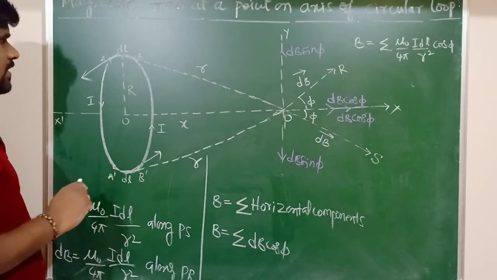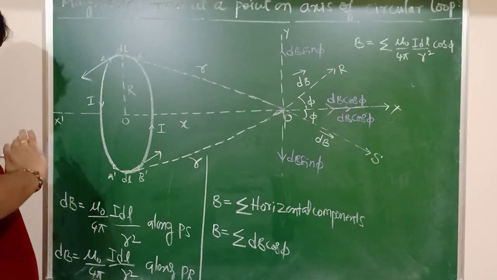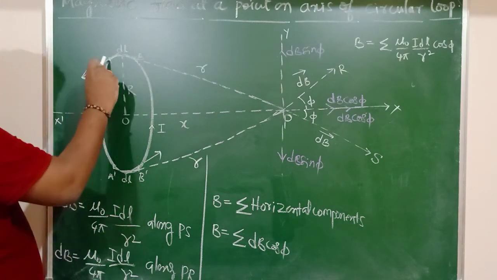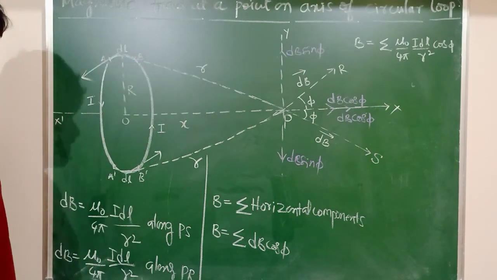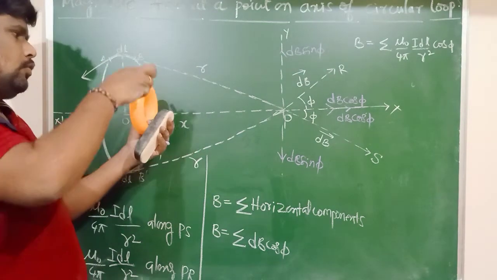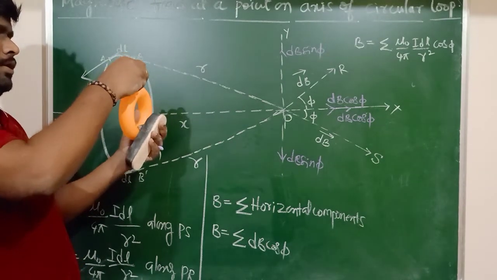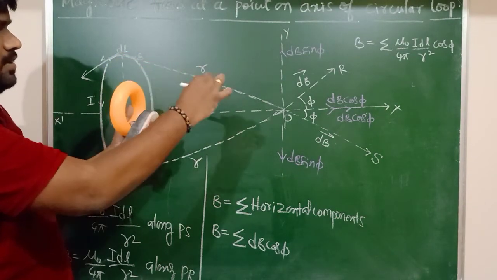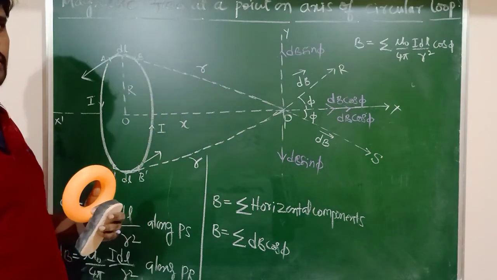Don't get confused here. The angle between dl and R is 90 degrees. Already I have made that point clear. dl and R are perpendicular, because if this is a circular loop, this will be your dl and this is R. Therefore both are perpendicular to each other.